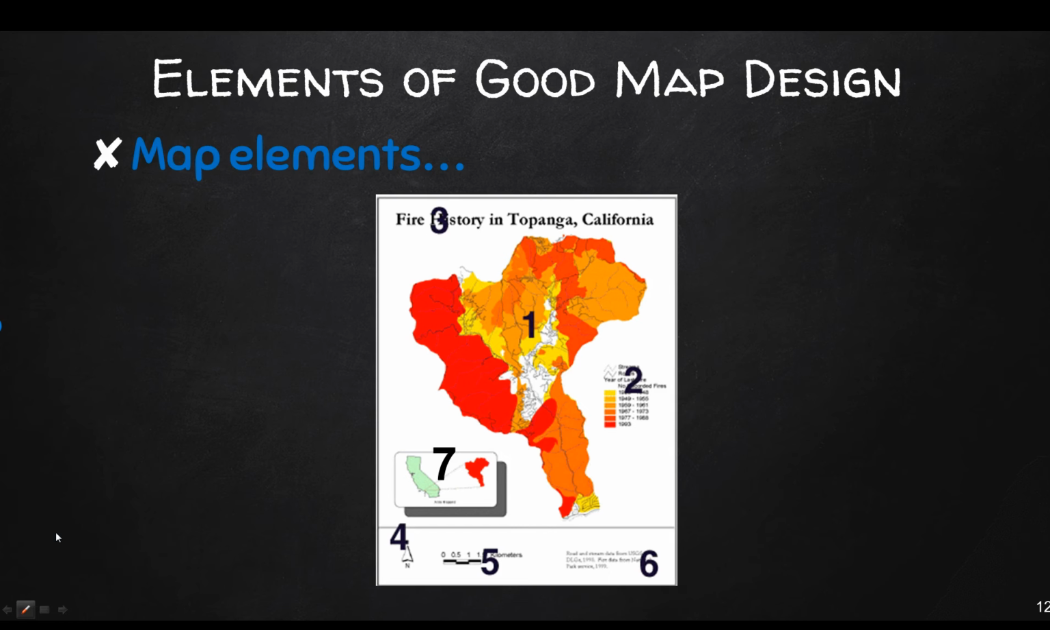Number 6 is the metadata, the documentation of the map and the data displayed on the map. Metadata should include items such as the date the map was created, the author of the map, and the data sources in the map. And number 7 is an inset, a smaller map body that shows greater detail for an area of the main body. However, many maps will not have an inset map.